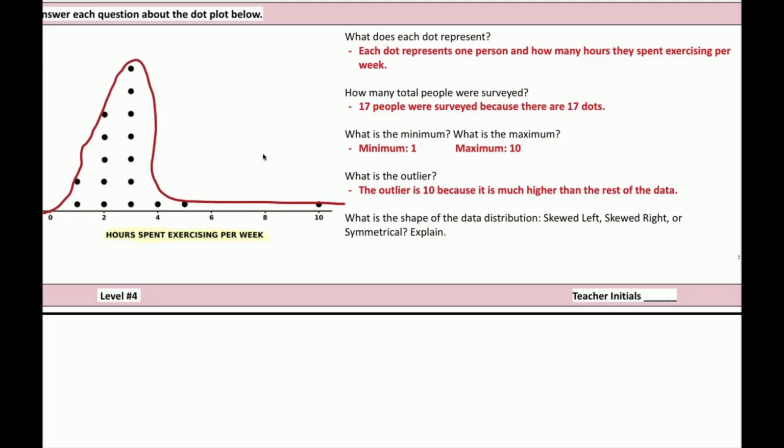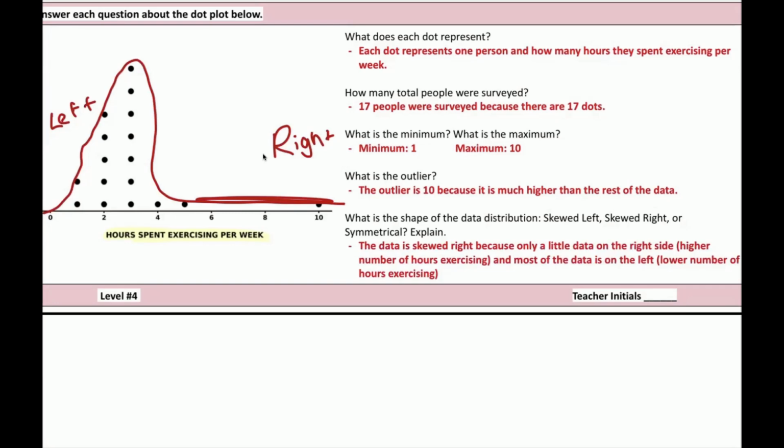Okay, and if you're right-handed, you know that this is the right side. This is the left side. So we can see we have not a lot of data on the right. So that means our shape is skewed right. So the data is skewed right because there's only a little data on the right side and most of the data is on the left side. So if it was skewed left, it would look more like this, where there's not a lot of data on the left.